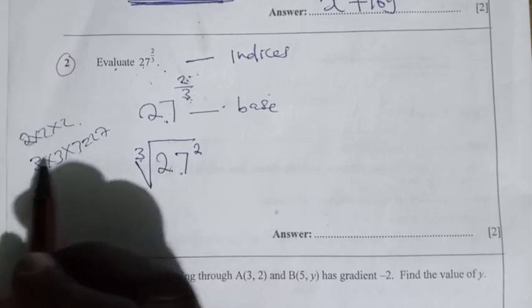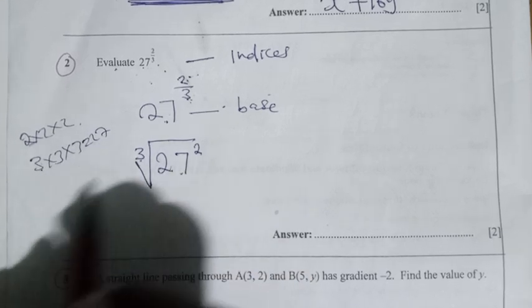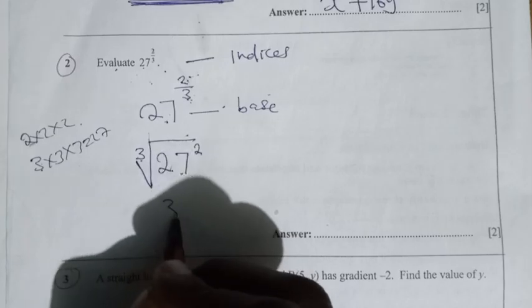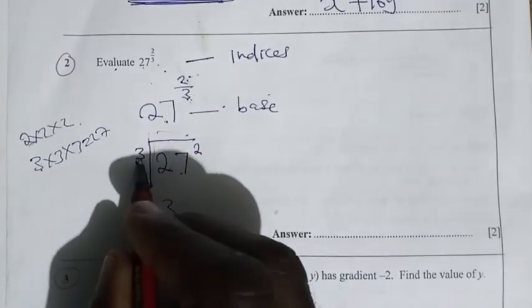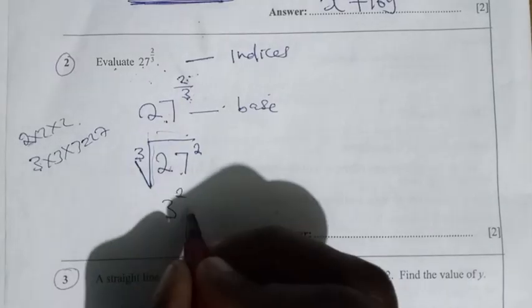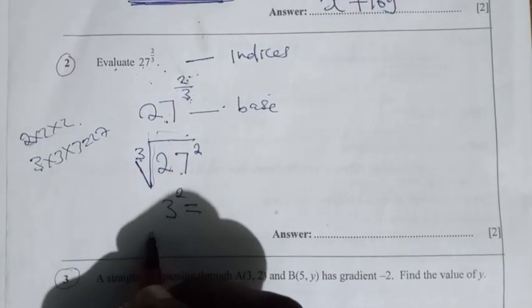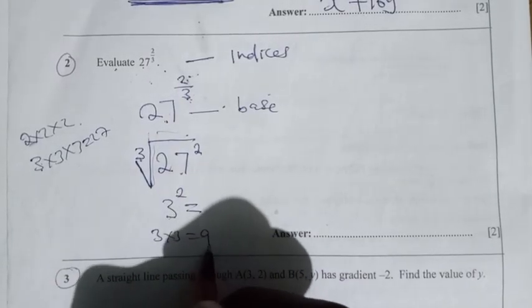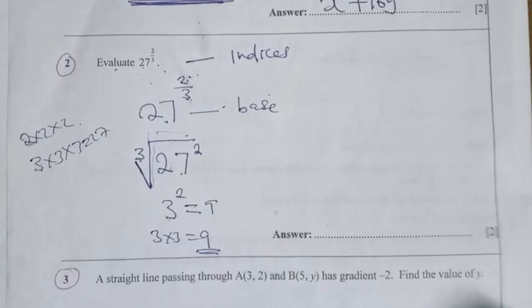Because we can multiply 3 times 3 times 3 to get 27. So the cube root of 27 is 3. Meaning the root and the 3 go, and the 3 remains with the 2, which is equal to 3 power 2, meaning 3 times 3, which is equal to 9. So the answer here is 9.